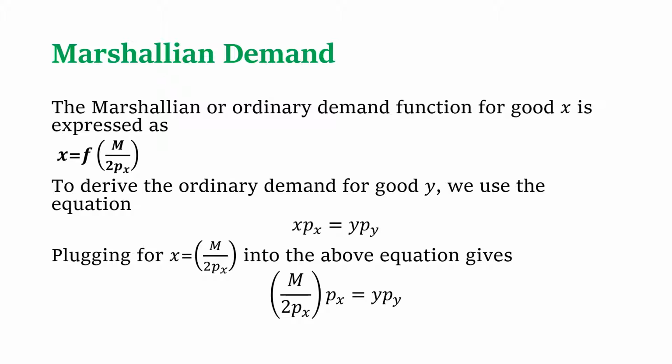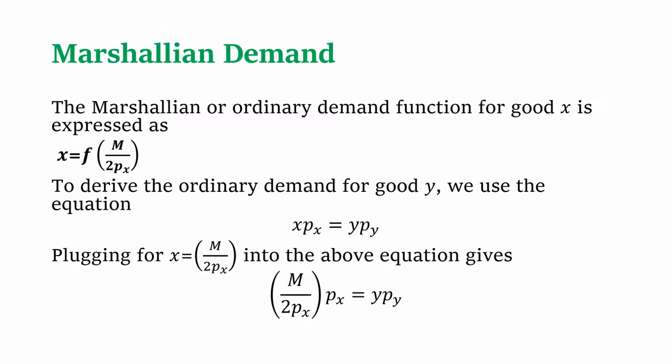Now, to derive the ordinary demand function for good y, we use the same equation. Remember, we said x px equals y py, right? Before. So that is the same thing we're going to use. But this time round, since we know what x is, we are just going to plug that into that particular equation, x px equals y py. So in place of x, we are going to write m over 2px, right?